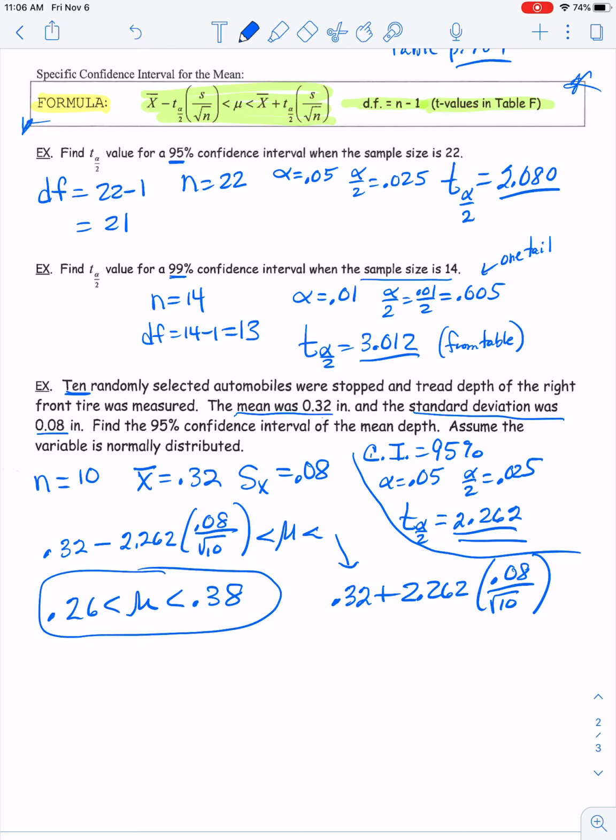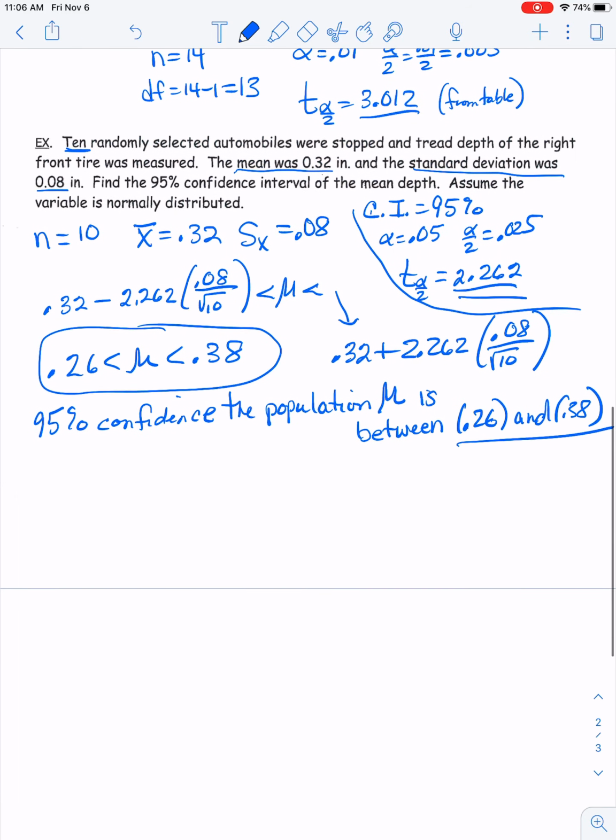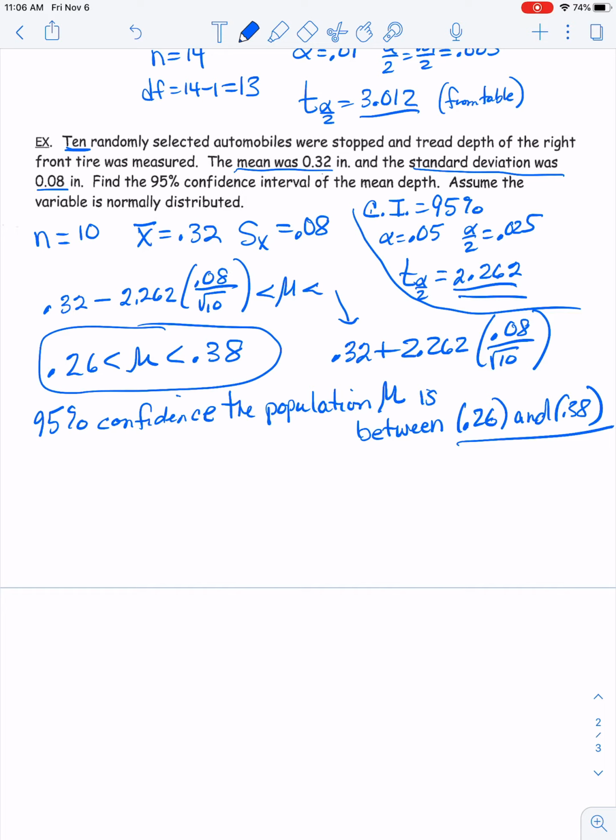That would be the confidence interval of the mean, such that you could say with 95% confidence, the population mu is between 0.26 and 0.38. And I don't know why I put those in parentheses, I just did. Last thing to mention, if you're at home and you don't understand this table, you can also try to do your confidence intervals this way.